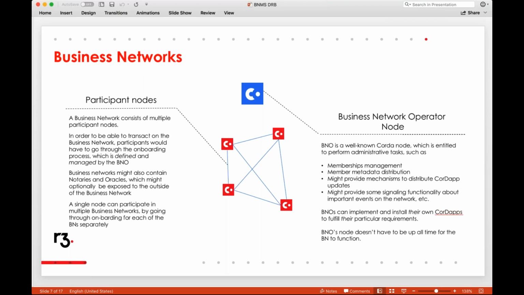So we envisage the business network operator as a separate Corda identity, which is run by the business network operator. The business network operator is not involved in any transactions, but is rather doing such administrative tasks which I just mentioned.